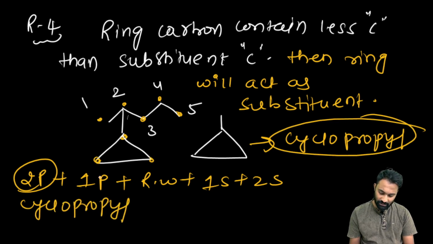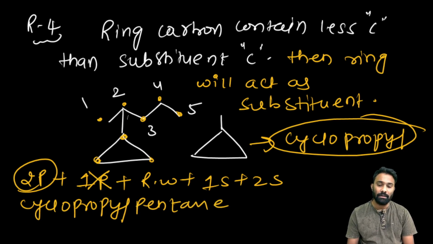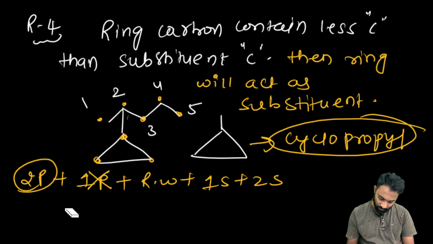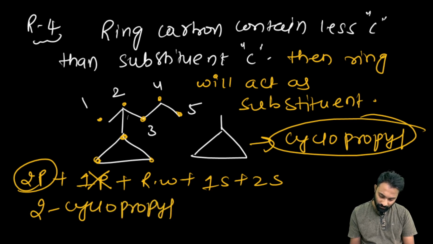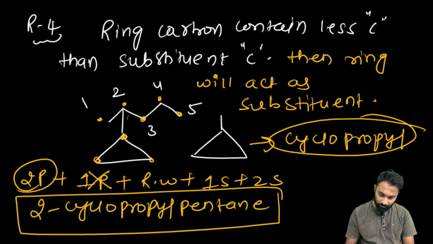Cyclopropyl is a substituent. Is there any ring in the parent carbon chain? No. Then the root word: how many carbons are we having? Pent, all are single bonds, right? Cyclopropyl pentane. Clear? Now which position is the branching present at? Position 2, right? So 2-cyclopropylpentane is the name of this compound. In this manner you have to write the naming. Clear?